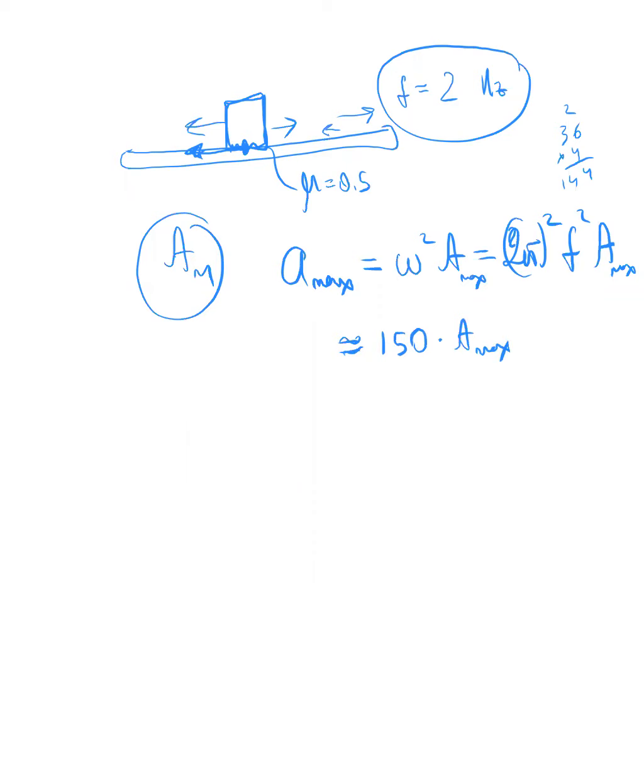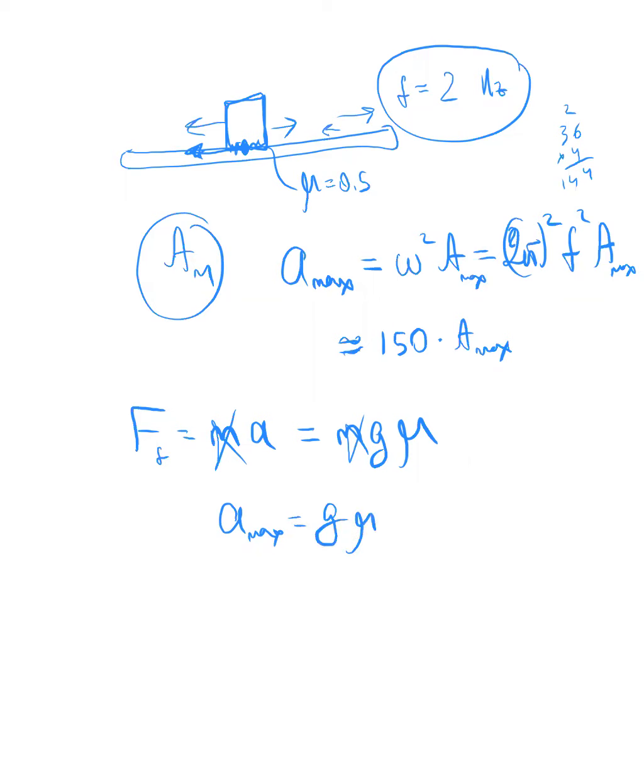Now, what we want is to have enough friction here to support this kind of acceleration. So the force of friction is equal to mass times acceleration, of course, but it's also equal to normal force times mu, which is mg times mu. So from here, mass will cancel out, and you will get the maximum acceleration that this friction can support is g times mu, which is approximately 5 meters per second squared.